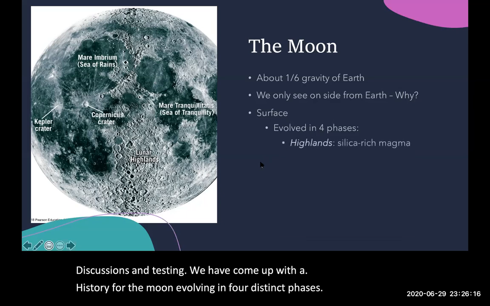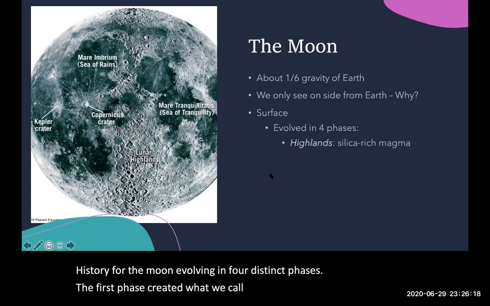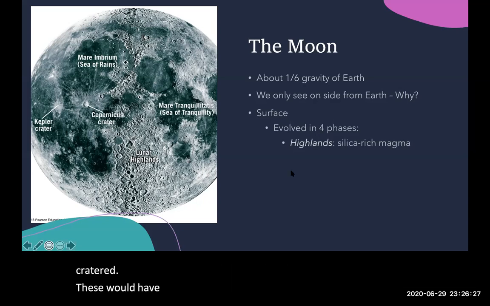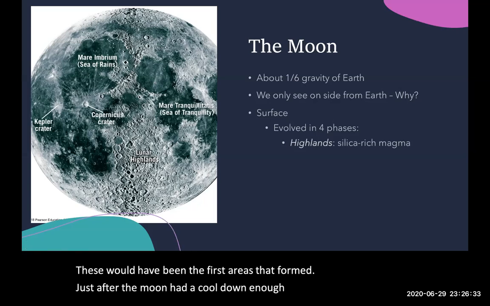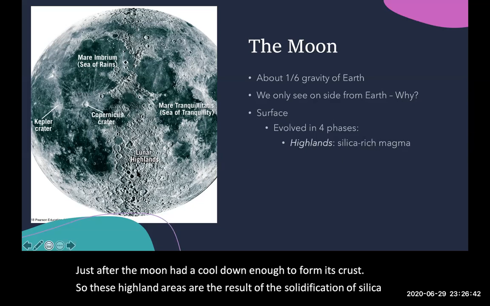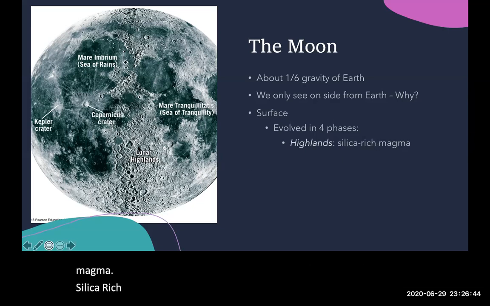The first phase created what we call the highlands area. And in the image here on the left, these are the lighter colored areas that you see cratered. These would have been the first areas that formed just after the moon had cooled down enough to form its crust. So these highland areas are the result of the solidification of silica-rich magma. Silica-rich magma will be light in color, hence the light gray color that you see there.